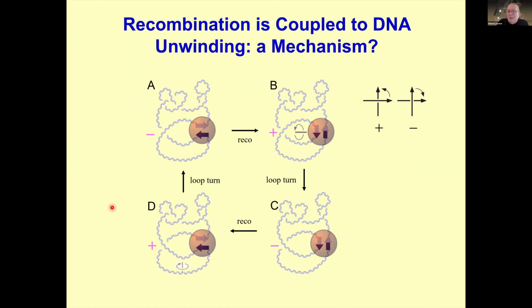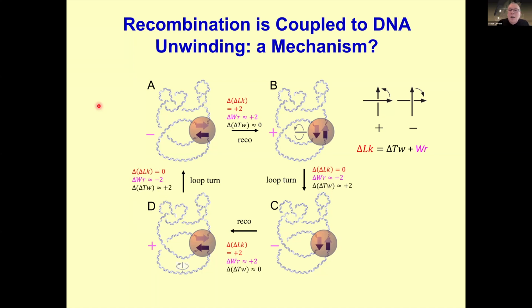Now, mechanistically, how does this happen? Effectively, you have to have one of two things happen, I think. You either have to have some partial dissociation of the enzyme, which would allow for a local relaxation move in the molecule prior to the next round of recombination.